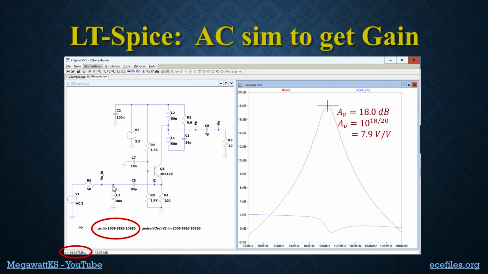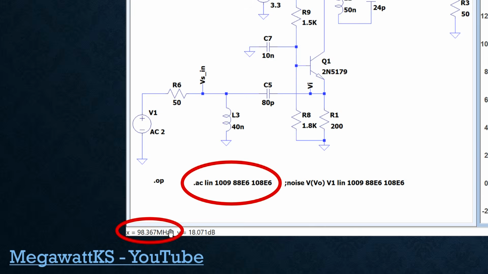And I did that to make sure that this node was 50 ohms looking in. That would mean that our 2 volts would go down to 1 volt here, and that would be 0 dB. And sure enough, at the peak, come down here, we've got 0 dB. So it looks like this thing is well matched. That's just a confirmation. Oh, and I had the marker on the peak, and here are the actual numbers.